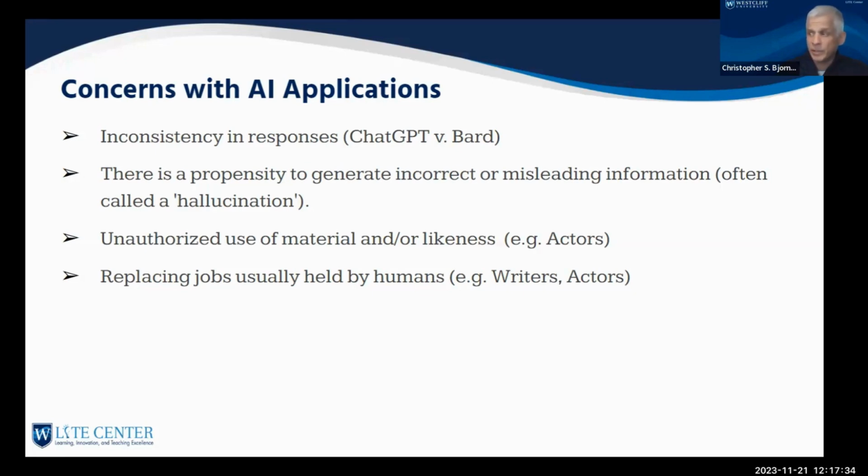Unauthorized use of material or likeness can be a concern. Recently, the actors settled a big strike with Hollywood and the producers and whomever else over there. One of the big issues was the use of their likeness going forward in the future with movies and other types of media. They didn't want them to use their likeness without permission and so on. And last but not least, the overall concern with AI replacing jobs that are typically held by humans.